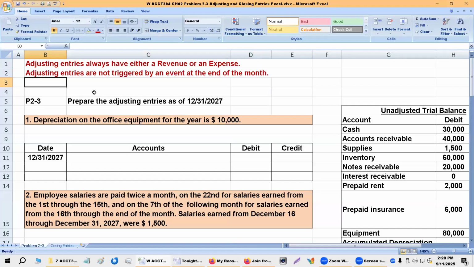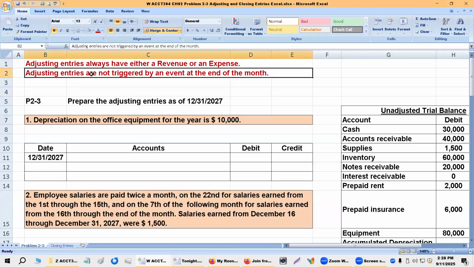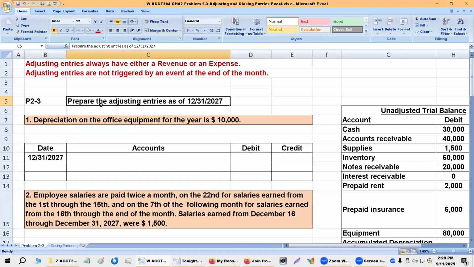I'll leave it there. Okay, so here's what I'm talking about. They either have a revenue or an expense. I can't think of anyone that would have both. There might be one, but they either have a revenue or an expense, and they're not triggered by an event. So for instance, this first one here, we have a depreciation of equipment. We didn't buy this equipment on 12/31/27. It isn't like this equipment showed up and now we're making a journal entry for depreciation.